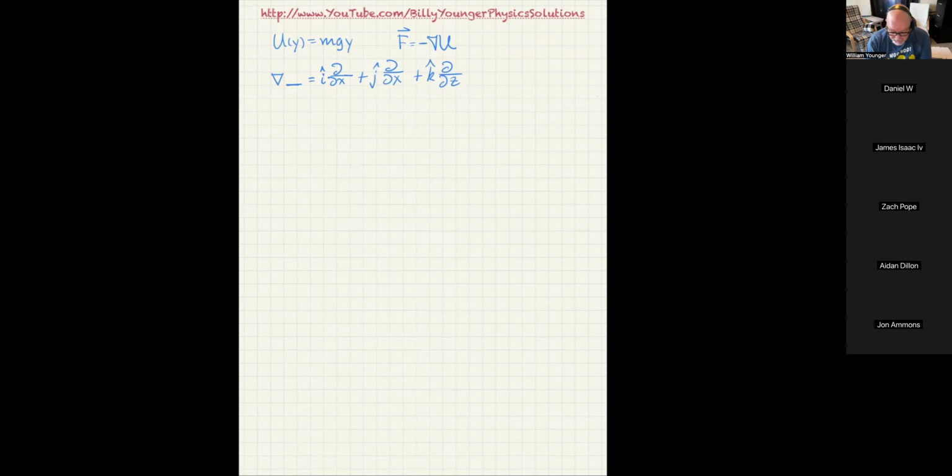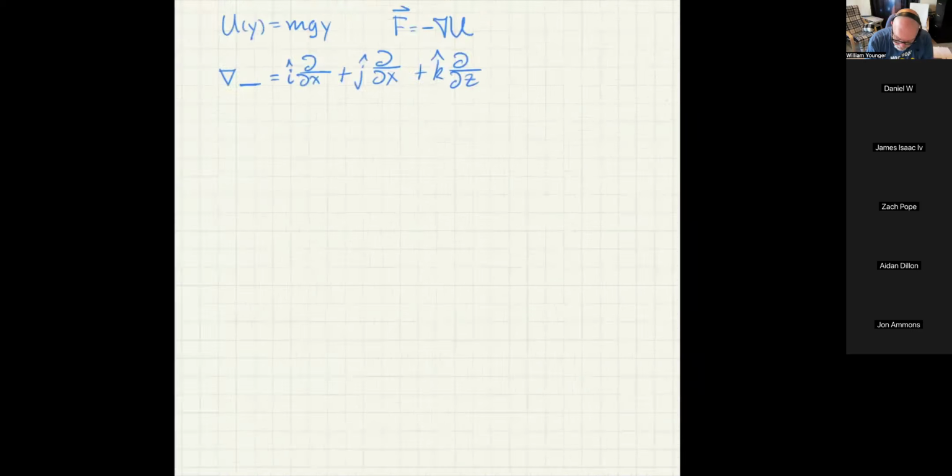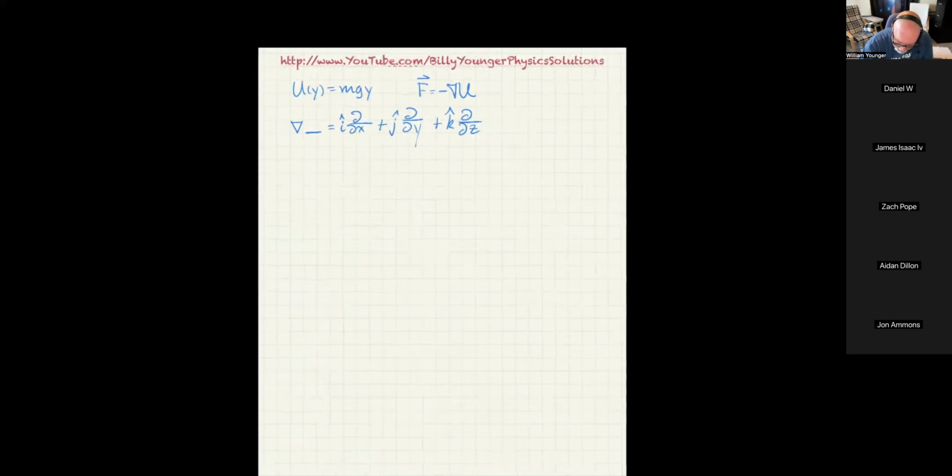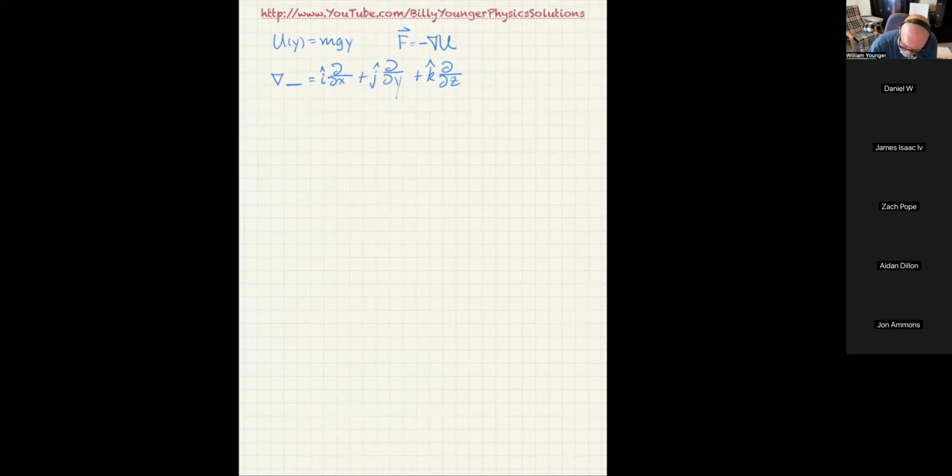In the case of the function U of y, it only has one variable, and the variable is y. So you really only need that one term, j hat partial with respect to y, even though I wrote j hat partial with respect to x, because clearly I'm a goober. Nope, partial with respect to y. So now let's actually do that. F is supposed to be equal to, I'm going to write it like this.